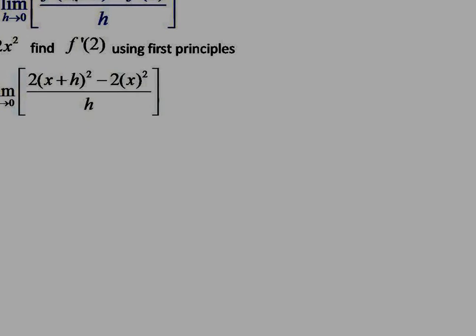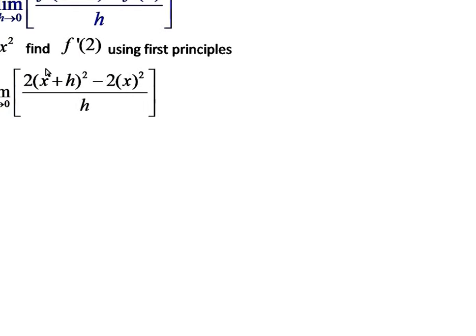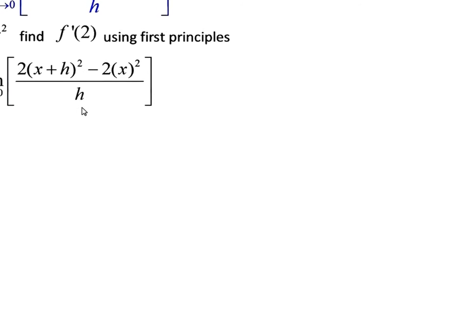f dash of x equals the limit as h approaches 0. It's important to always put this limit term in there unless you no longer want it. We'll look at that in a second. So 2 multiplied by x plus h all squared, which is the function of x plus h, minus f of x, which is just 2x squared, all divided by h.